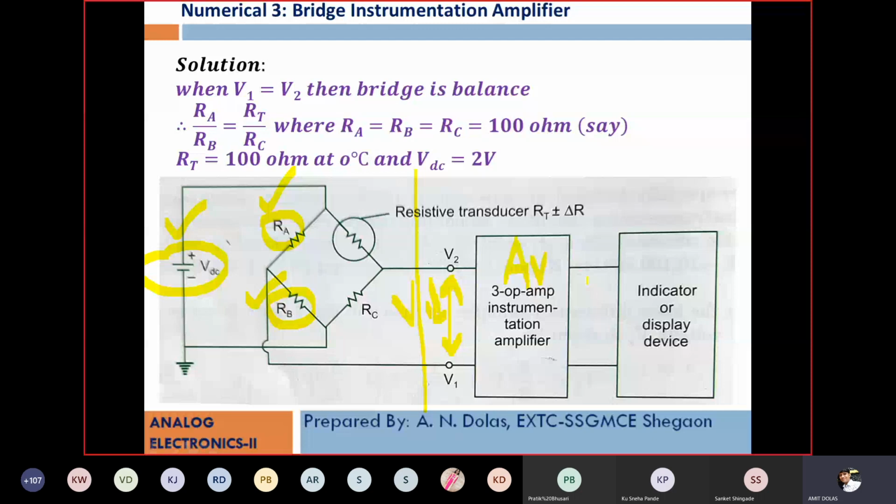What is the output of the amplifier? Here is the output of the amplifier. I'm marking here. Please look at the PPT. The output of the amplifier is here. But similarly, the same output of the amplifier is given as an input to the indicator or display device. Let's check your problem statement. I came back to the problem statement PPT.